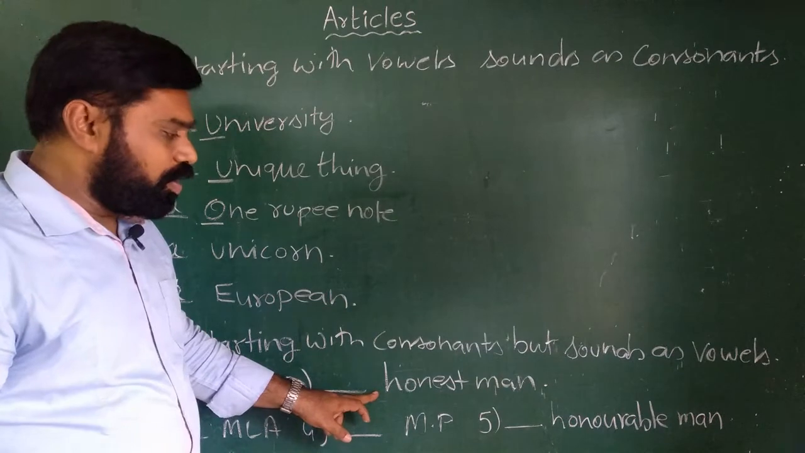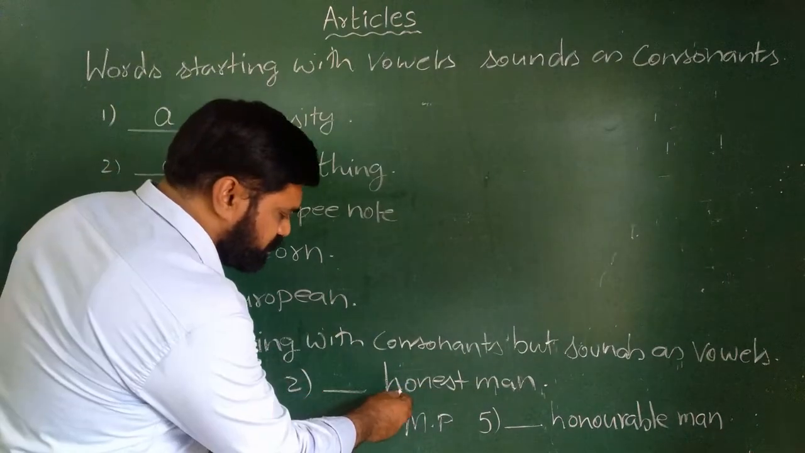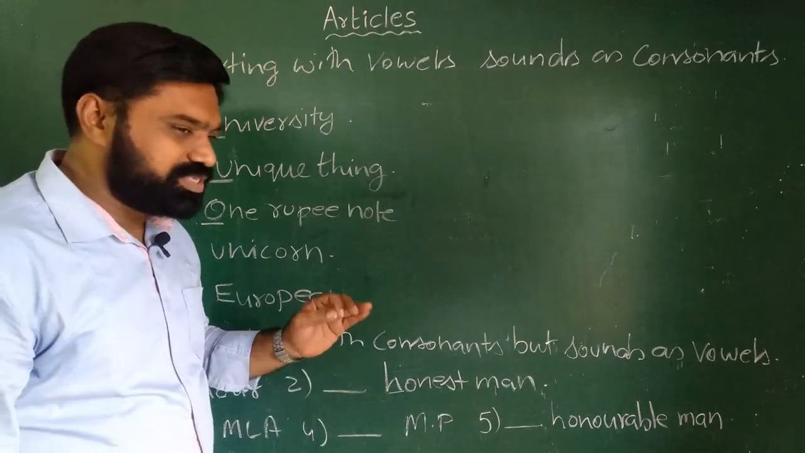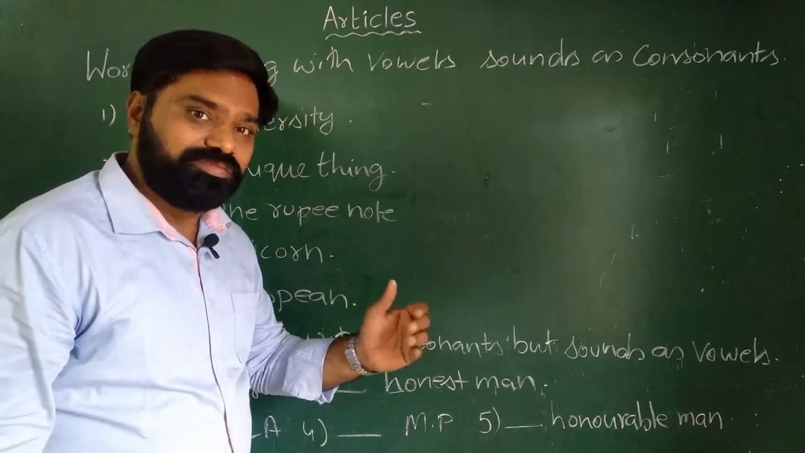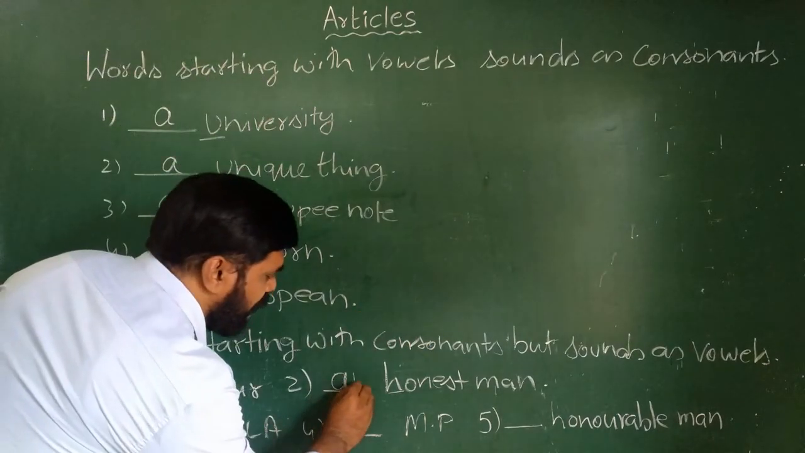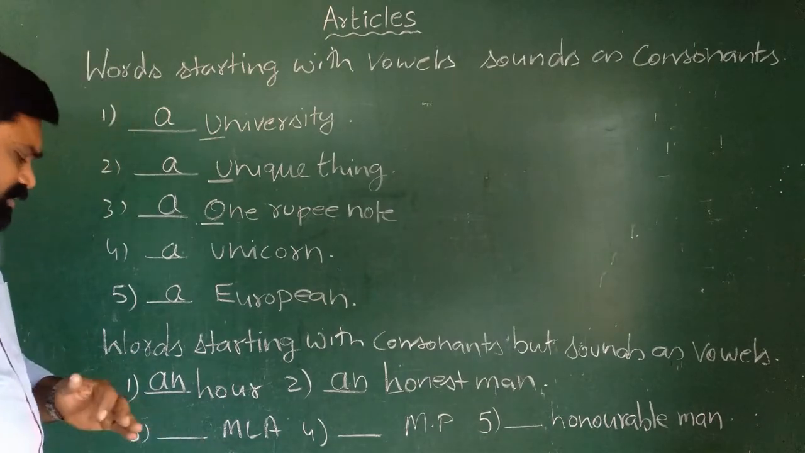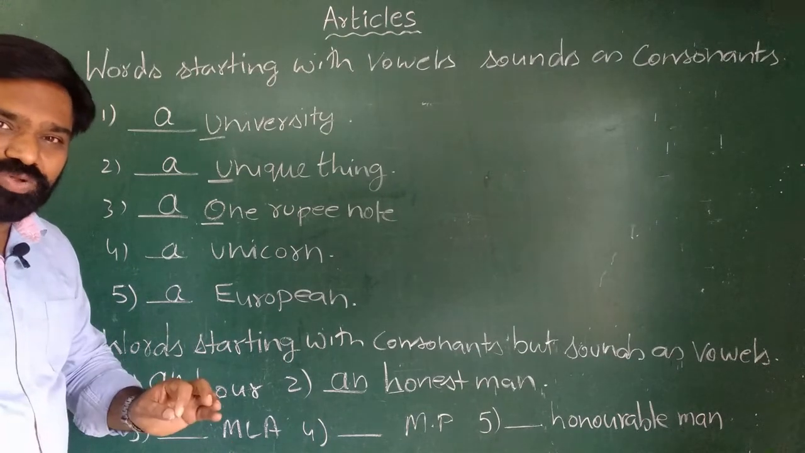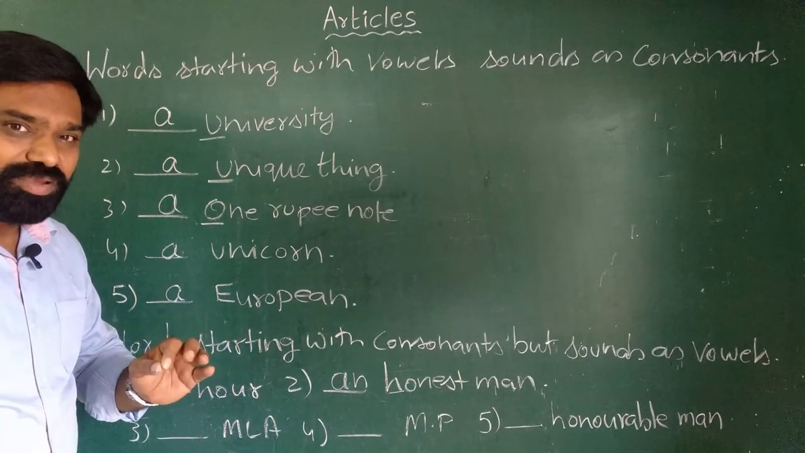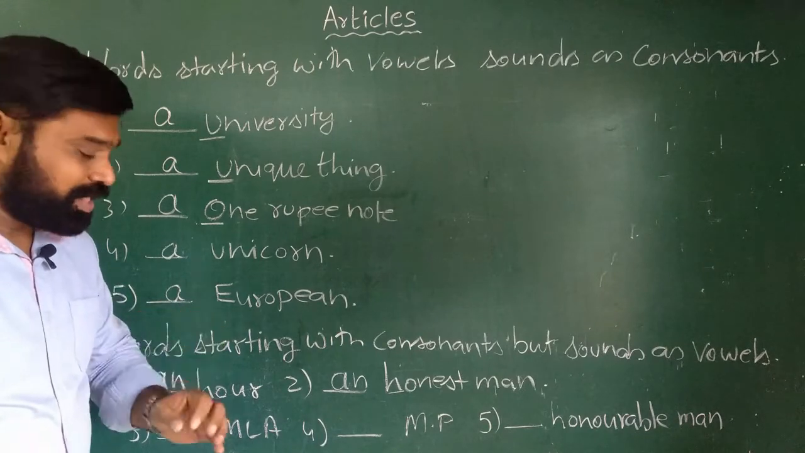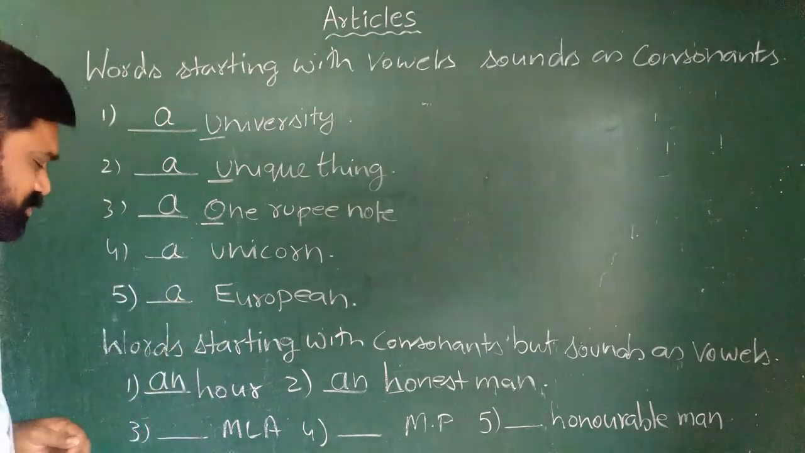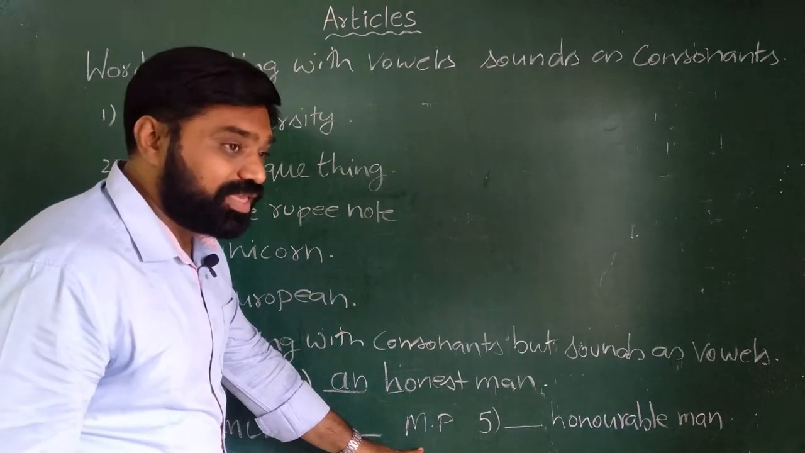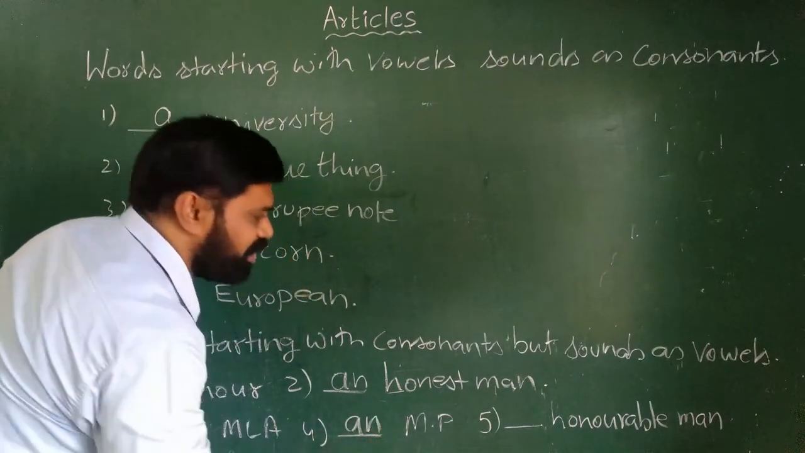Similarly, honest man. Though it begins with consonant H, H is silent here, and we pronounce it as "onest man", which is a vowel sound, so we use an honest man. See the third example, MLA. M is actually a consonant, but when we pronounce M, we start with a vowel sound, "em". A is a vowel sound. So we use an MLA. Similarly, MP, an MP, an MP.